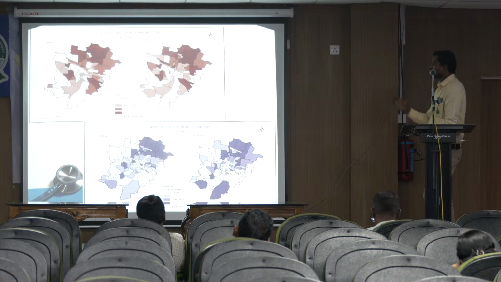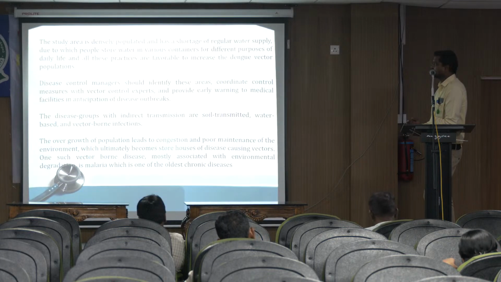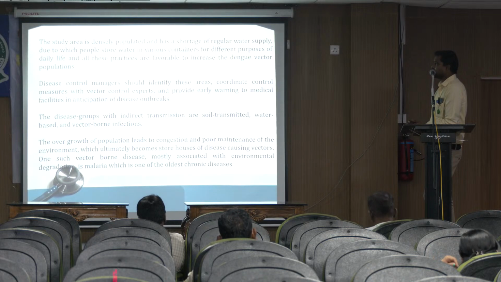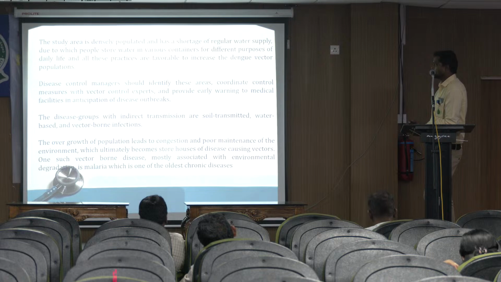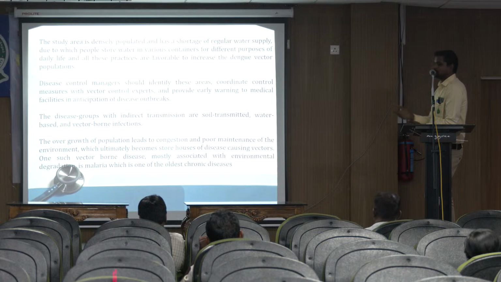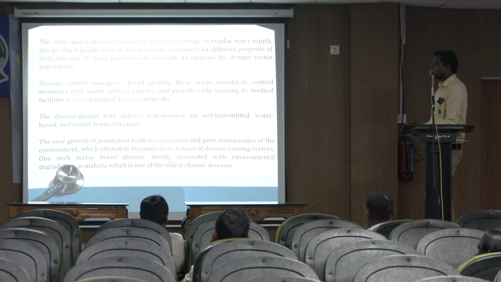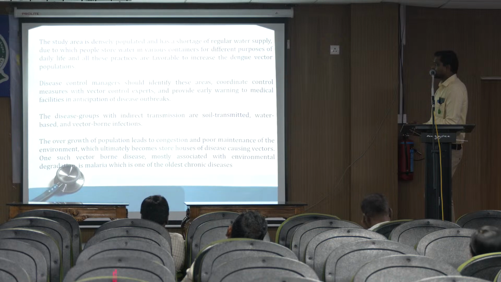Next. Then 2014 and 15, male and female affected areas in the area studies. Next. The study area is densely populated with storage of regular water, due to which people store water for daily purposes, which favorably increases dengue vector populations. The disease control measures should identify those areas and coordinate control measures with vector control experts, and prepare medical facilities in anticipation of disease outbreaks.